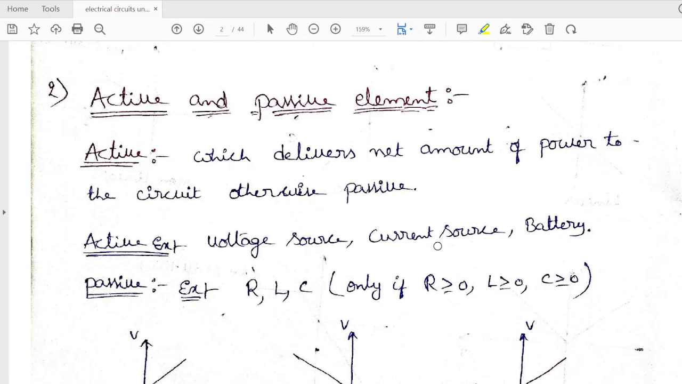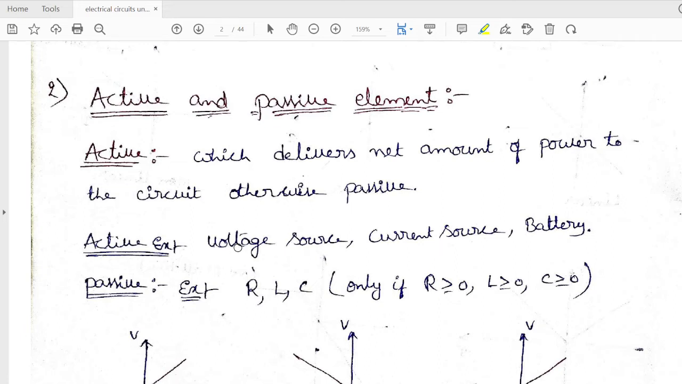Otherwise, if it is not able to supply a net amount of power to the external circuit, then that element is said to be passive. So an element is said to be active if it is able to supply power to the other elements in the circuit. Otherwise, the element is said to be passive.